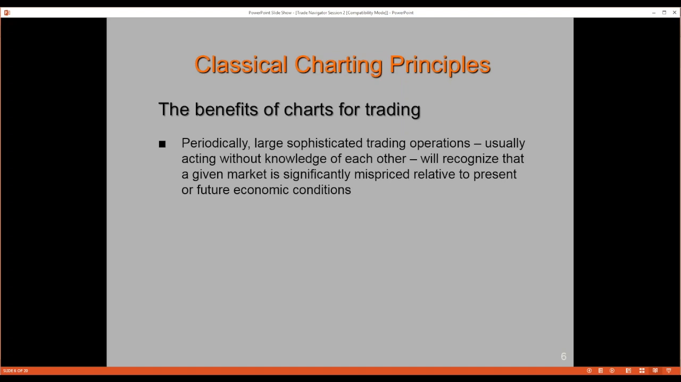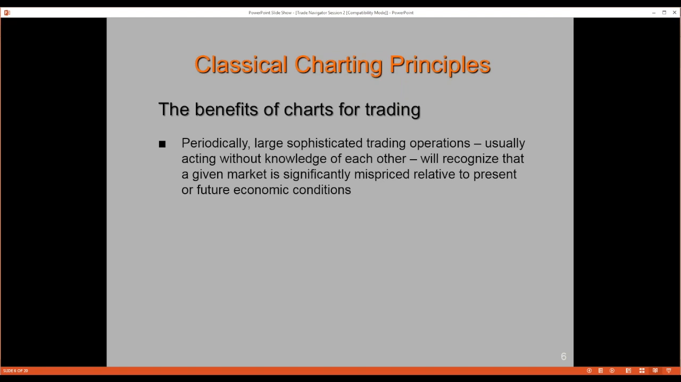But these sophisticated trading operations will recognize that a given market is significantly mispriced relative to the present or future economic conditions, that basically the price of a market is wrong. I'm not a believer, of course, in random walk. I traded at the Board of Trade. We're just on the street. We had the University of Chicago, which basically believed that all pertinent facts were priced into the market at all times. And of course, people at the Board of Trade and the Mercantile Exchange greatly disagreed with this fact. We felt we made a living because oftentimes the markets were wrong.